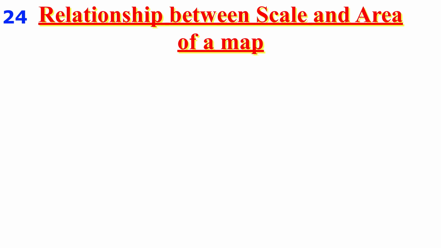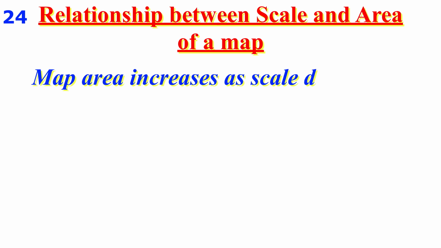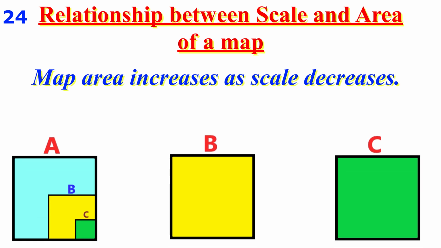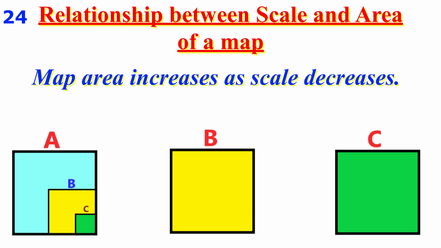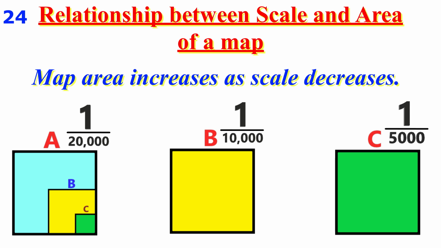My dear little friend, in this context, it is very important to know the relationship between scales and areas. Map area increases as scale decreases. Follow the screen, please. A, B, and C have the same dimension but represent scales of 1 to 20,000, 1 to 10,000, and 1 to 5,000 respectively.